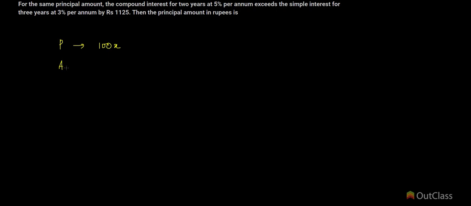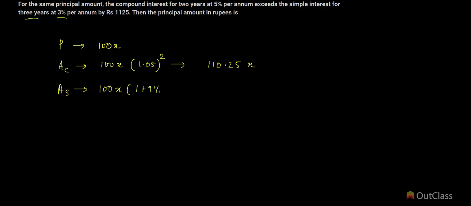So the amount under CI is 100x multiplied by 1.05, that's 5% compounded for 2 years, raised to 2. You're going to get this as 110.25x. The amount under SI is simply going to be 3% for 3 years, which is 9%, giving you 109x. The difference is 1.25x. They are saying that this difference is 1125.